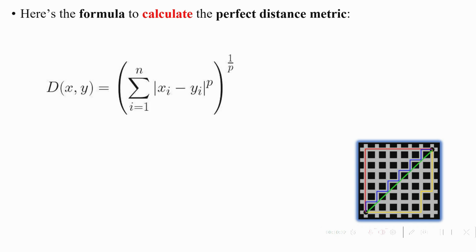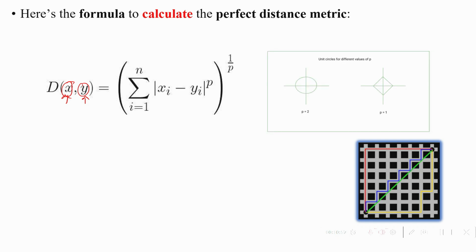Here is the formula to calculate the Minkowski distance. It is called d of x comma y, the distance between the first point x and the second point y, equal to sigma of i equal to 1 to n, mod of xi minus yi, mod, power p, whole power 1 by p. So that gives the generalized form of the corresponding distances.